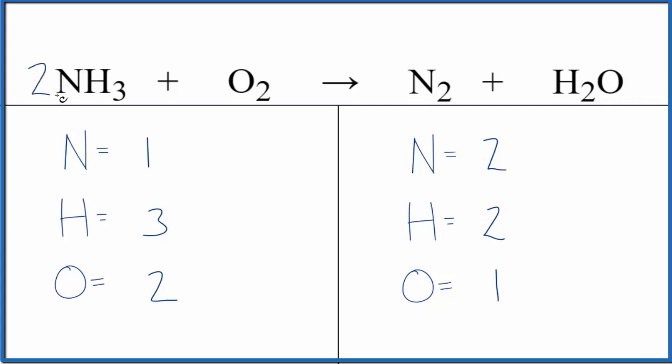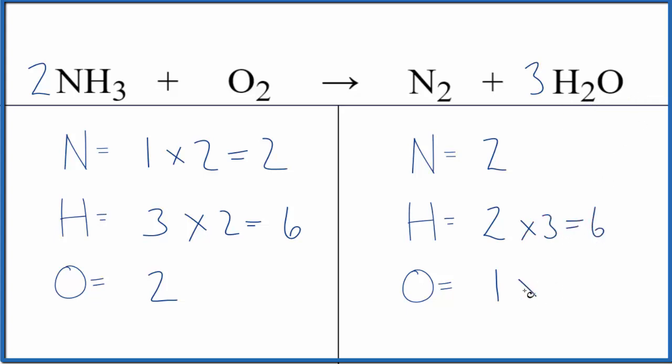We could put a 2 in front of the NH3. 1 times 2, that would give us 2 nitrogens. Those are balanced. The 2 goes to everything though. So 3 times 2 for the hydrogens, that gives us 6. So to balance the hydrogens, it looks like we could put a 3 in front of the H2O. 2 times 3, that would give us 6, and then 1 times 3, that would give us 3.